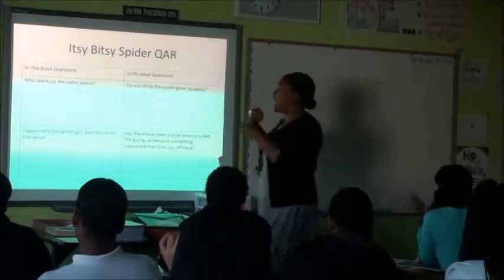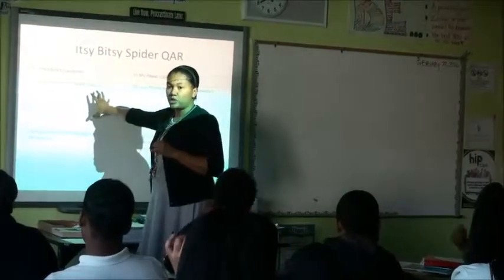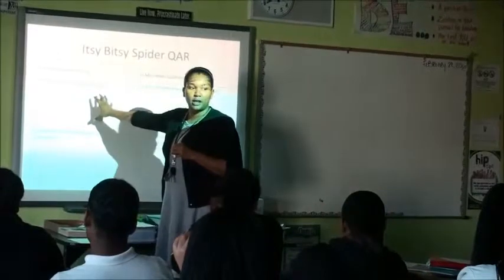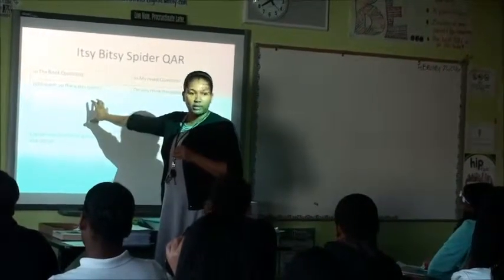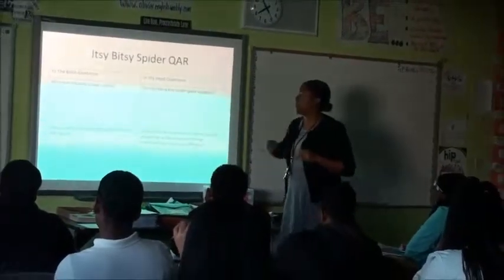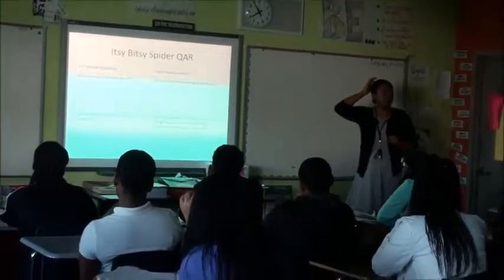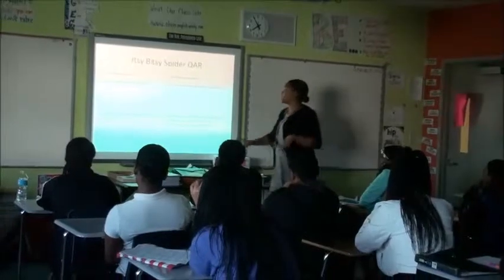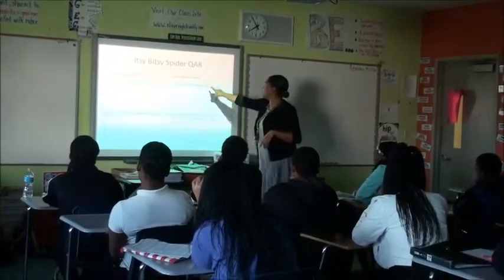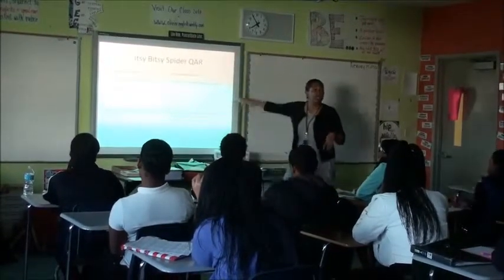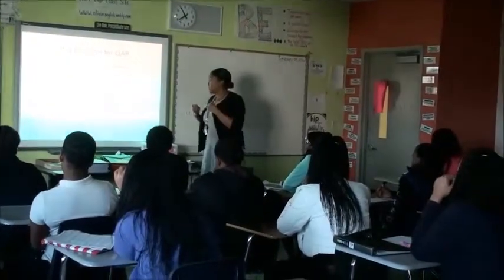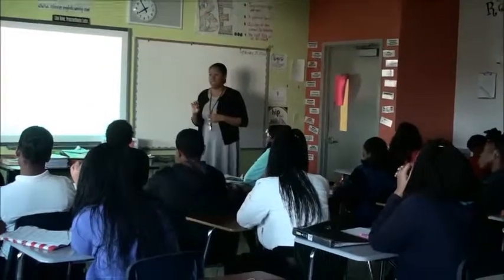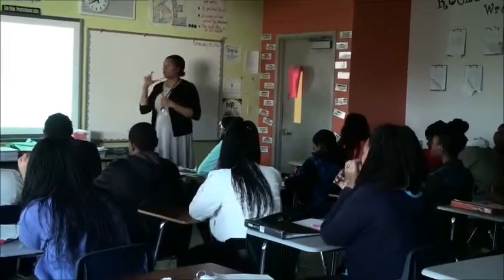So do you see how we started with our first question, one of our in the book questions, and what did we say the first type of in the book question was? Right there. Very good. How about explain why the spider got washed out of the spout? A think and search. Very good. And then my question here, do you think the spider gave up easily? Author and you or author and me. And then lastly, has there ever been a time when you felt like giving up because something happened? On my own. Go ahead and hit the slide.